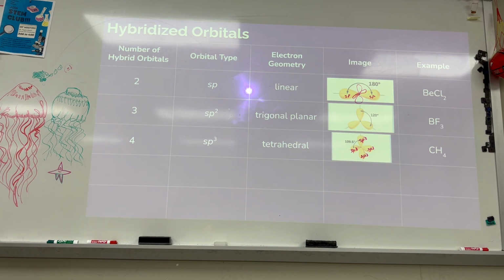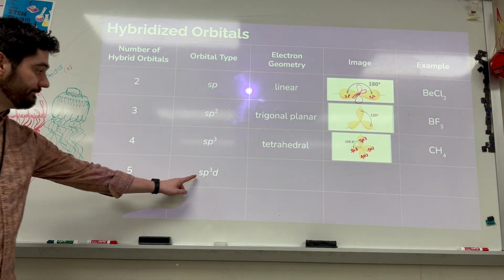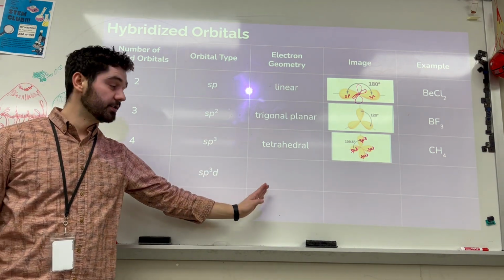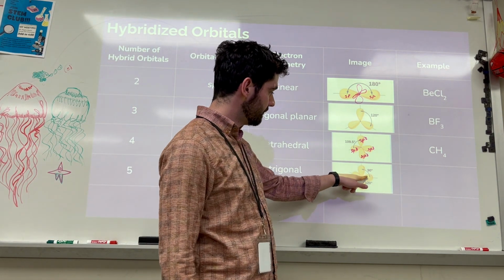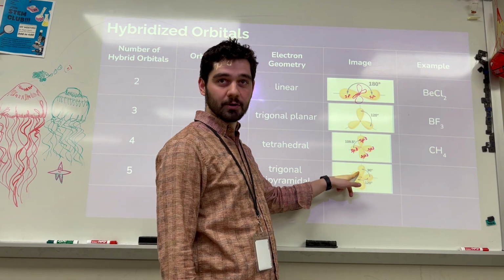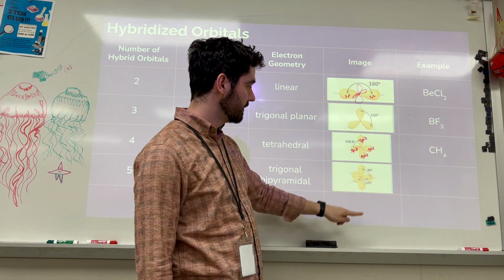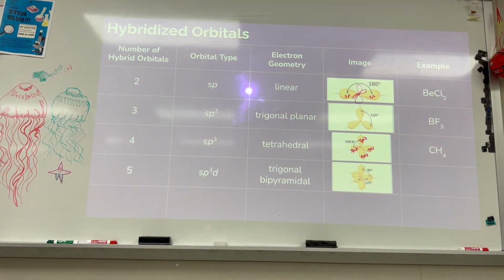If I want to make 5 bonds, what comes after p? We're going to throw in a d orbital. So I'm using 5 atomic orbitals to make 5 new hybrid orbitals. If I've got 5 orbitals arranging themselves to make 5 bonds, what shape does that make? Trigonal bipyramidal, which looks like that. 3 of them make a triangle, those are the equatorial ones, and then I've got 2 going straight up and down. Those are my axial orbitals. PCl5 is a good example of that.